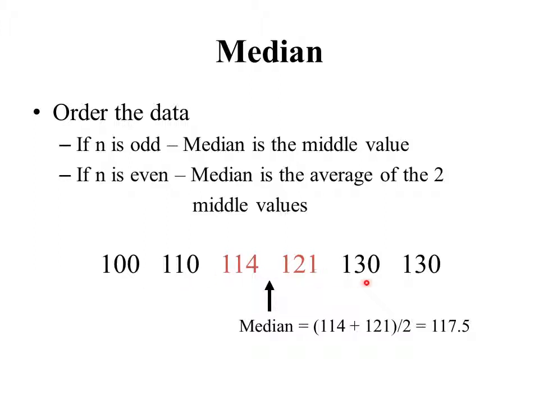Now let's take the case where we have an even number of data values. Here in this case we have 6 data values, and so the median is going to be the average of the two middle values. So the data in the middle are 114 and 121. So we're going to take the average of those by adding them, dividing by 2, and so we get a median of 117.5. So this tells us that about 50% of our data values are less than 117.5, and about 50% are greater than 117.5.